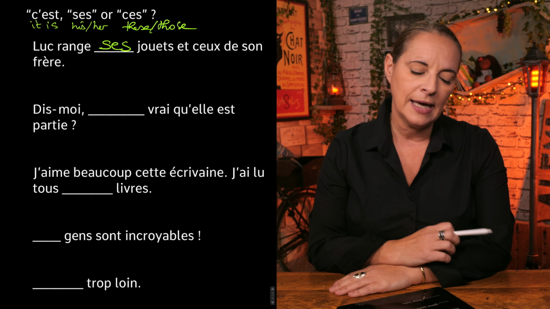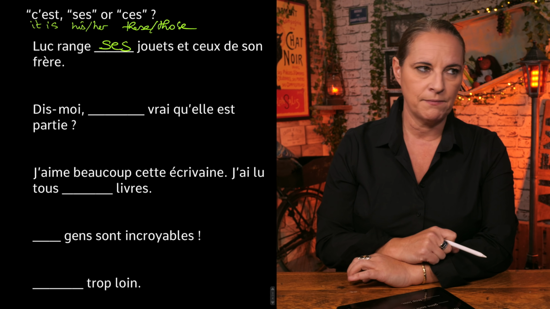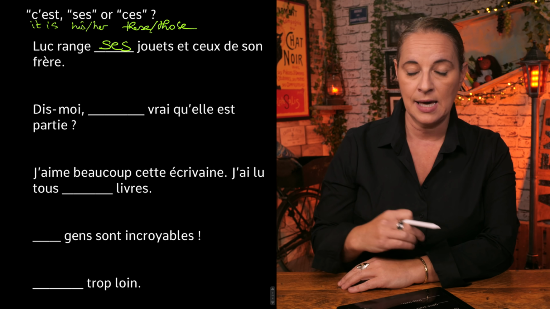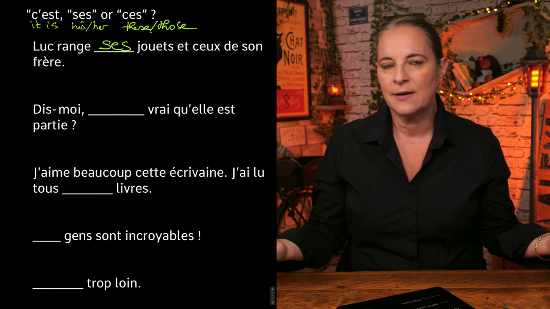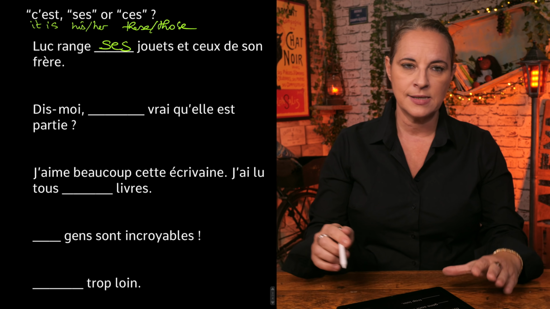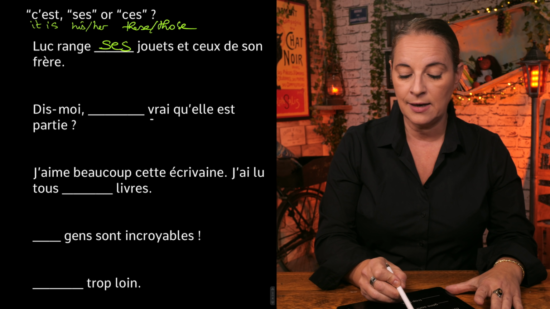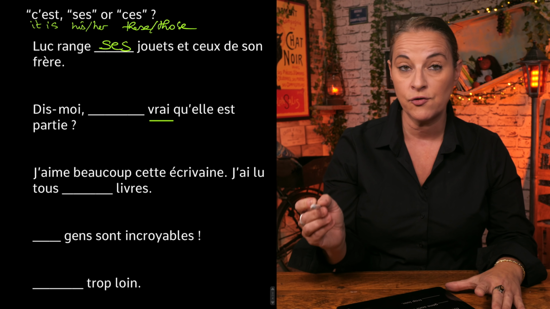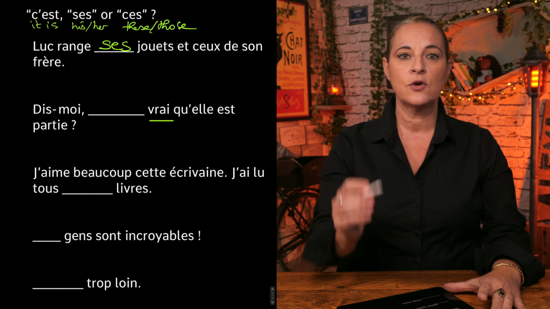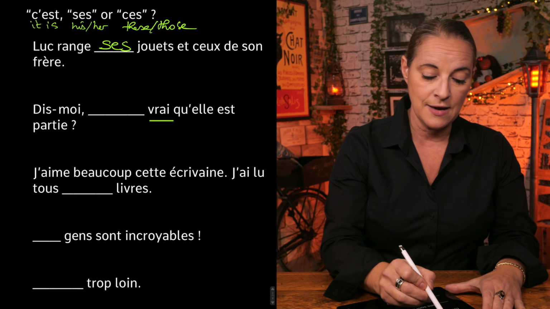So, is it here C apostrophe EST? Is it C SES or is it C CES? Which is it? Well, I think here it's a statement, okay? Like I said, it can be followed by an adjective. And vrai is an adjective, true. It is true. C'est vrai.